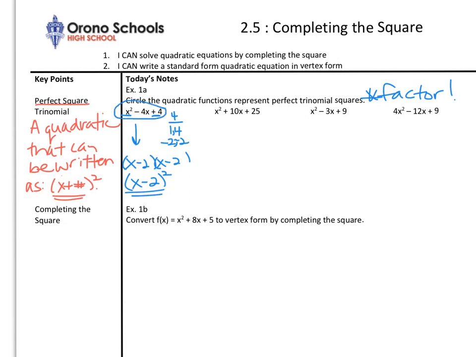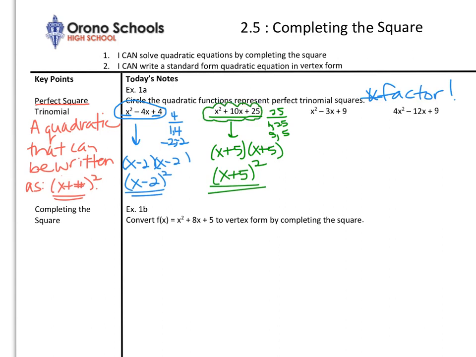You guys try the next one. Take x squared plus 10x plus 25 and factor it, and see if you can determine whether or not it is a perfect square trinomial. For the x squared plus 10x plus 25, I recognize that 5 and 5 would multiply to get 25, but add to get positive 10. Therefore, this is also a perfect trinomial square.